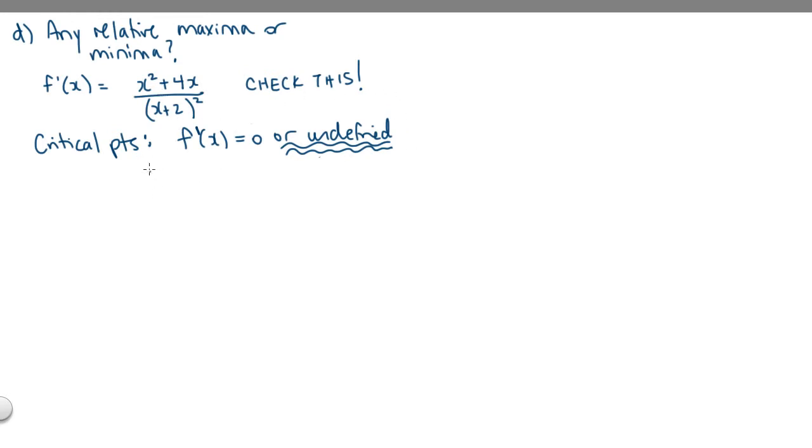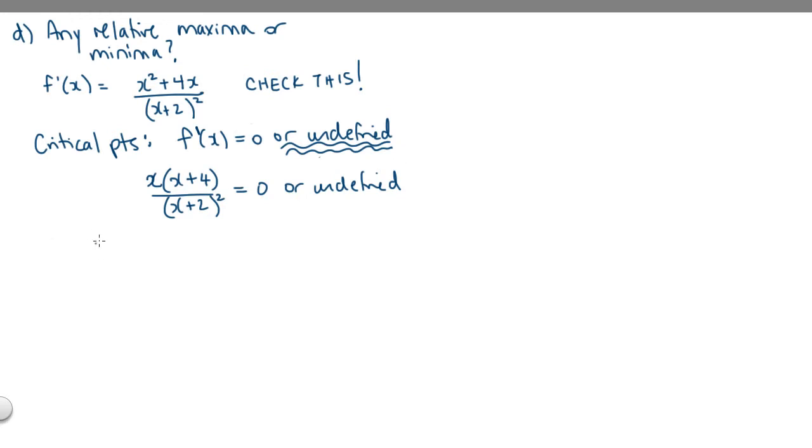Okay, well, in order to do that, it would help to get our derivative factored here. Let's think about factoring the numerator. We could pull out an x there and make it x times x plus 4. And the denominator is already factored for us. So we would like this to equal 0 or undefined.